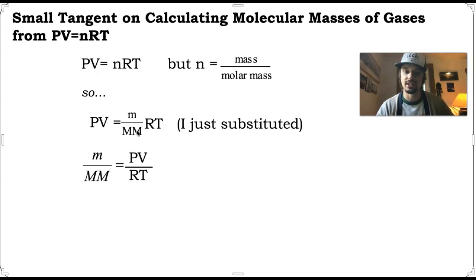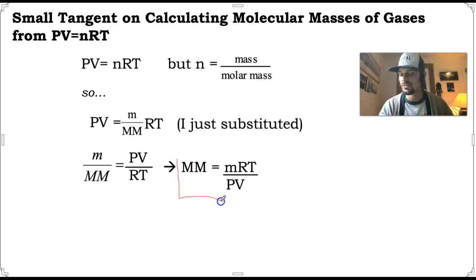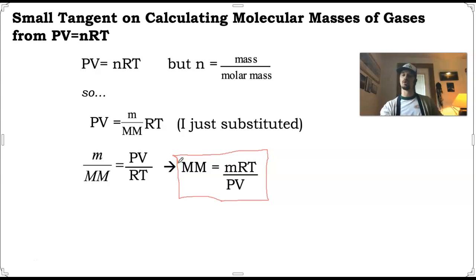If I rearrange this equation, I'm just using algebra here, I can derive a new equation, okay? And you don't need to write all of this other stuff down, but this is an equation that is worth writing down. So the two equations we're going to use on our homework are PV equals nRT, and this one right here, molar mass equals mRT over PV, where m is mass and MM is molar mass. So with those variables, I can now solve for molar mass.